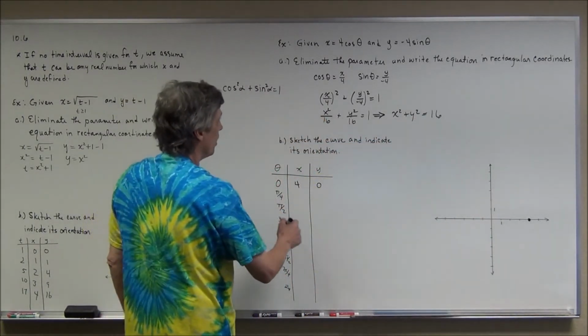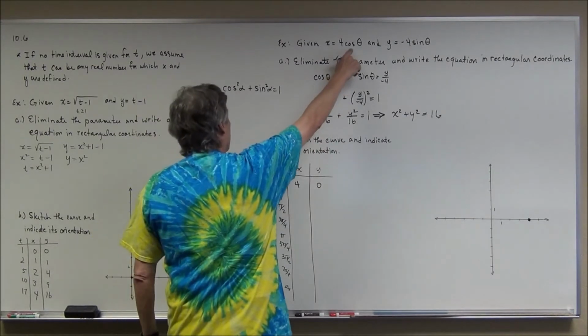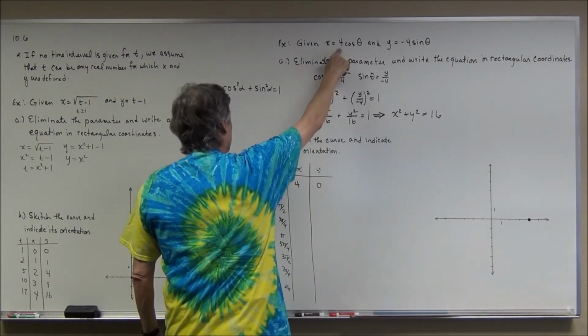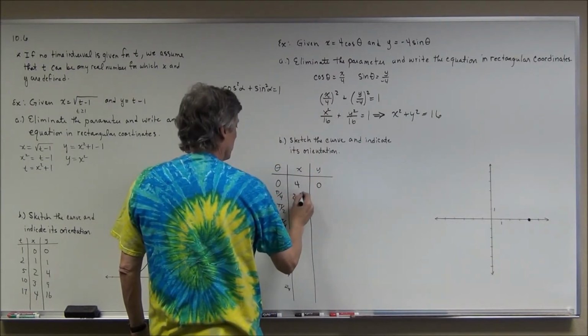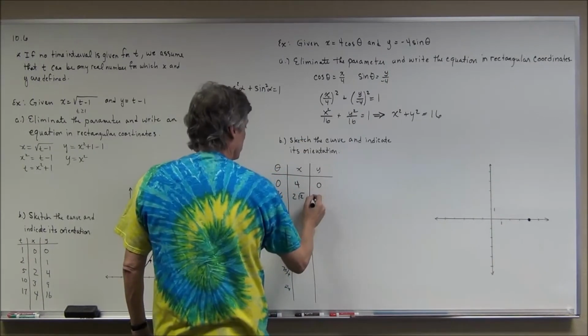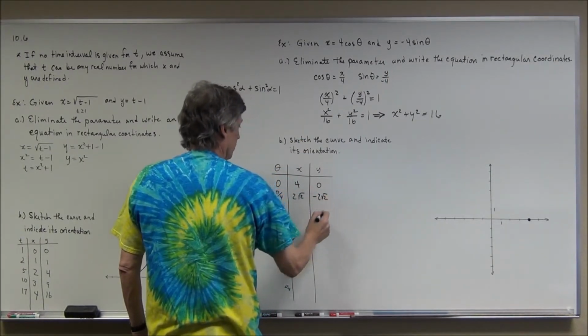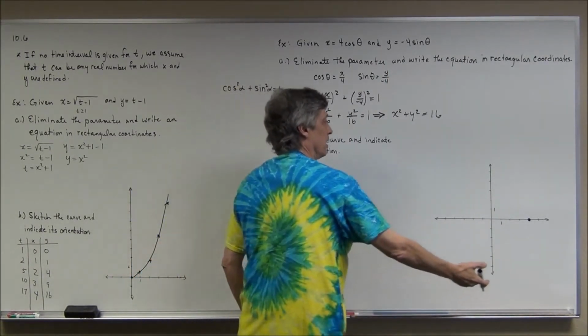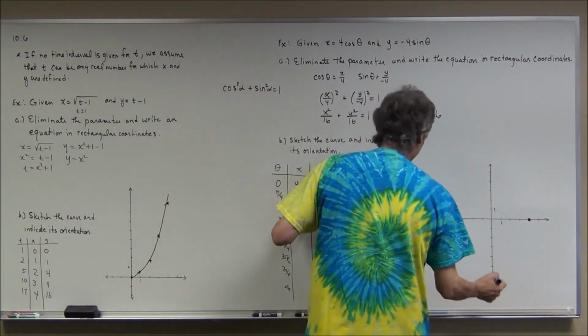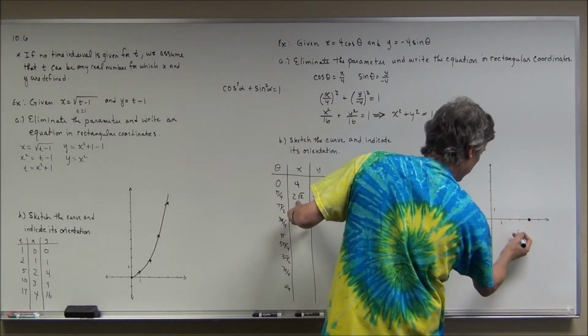If I plug pi over 4 in, the cosine of pi over 4 is the square root of 2 over 2 times 4 is 2 square roots of 2. The sine of pi over 4 is square root of 2 over 2 times negative 4 is negative 2 square roots of 2. So it's not going counterclockwise. This one is going to go clockwise. 2 square roots of 2, about 2.8.